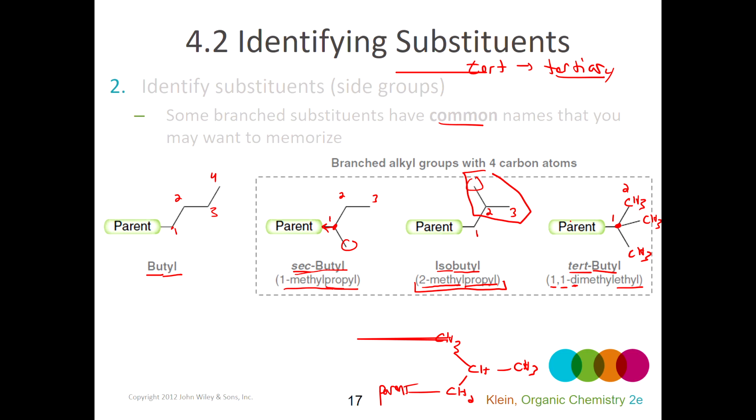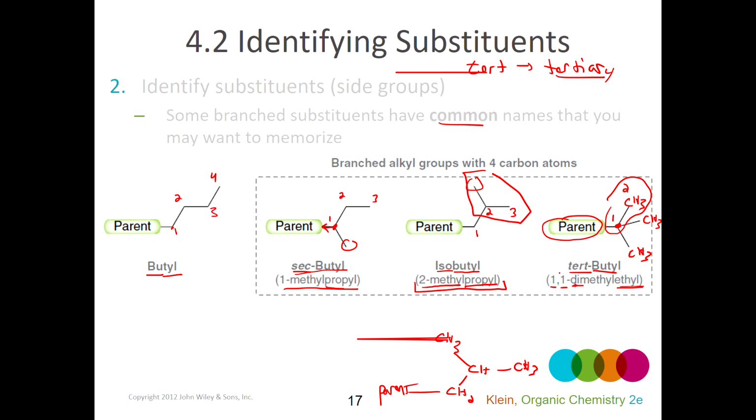So if this is my parent, this is my side group that's attached to the parent. There's 2 carbons in it, that's why it's an ethyl. The groups that are attached to the side group are both methyl groups. There's 2 methyl groups, so that's why it's called dimethyl. Di means 2. And they're both on carbon 1 of the side group, so that's why I have 1, 1. So I need 2 numbers.